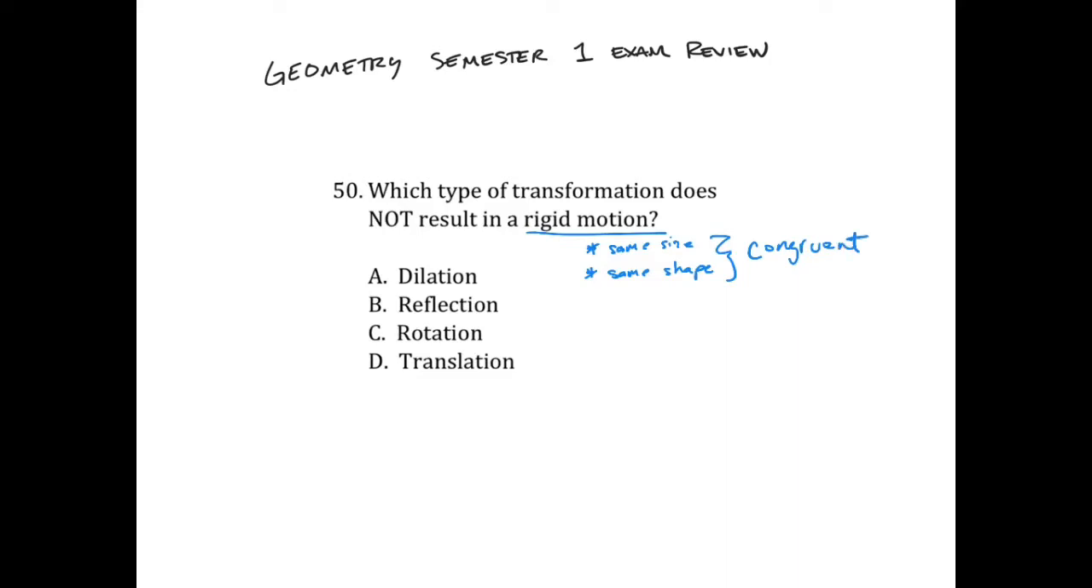Cool. So when we talk about translations, we know that that's a slide. And when we slide something, it's not going to change its size or its shape. So that would be a rigid motion. A rotation is turning something. And when something turns, it does not change its size or its shape. A reflection, so flipping something, will not change the size or shape.